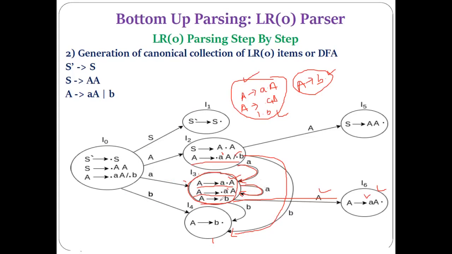Related with the third production, if you apply the goto on the terminal B, you are going to get this state, and this state is already generated. That's why we have shown the arrow to the A deriving the B dot itself.